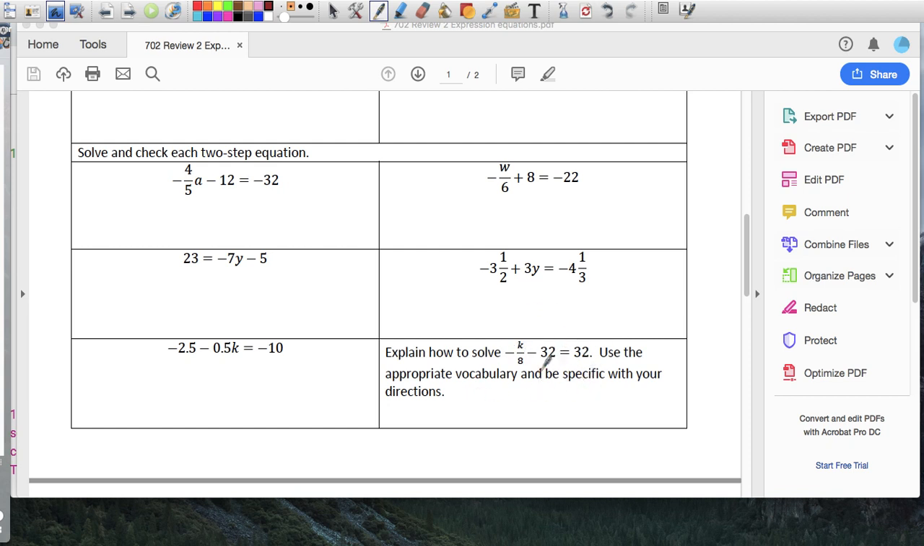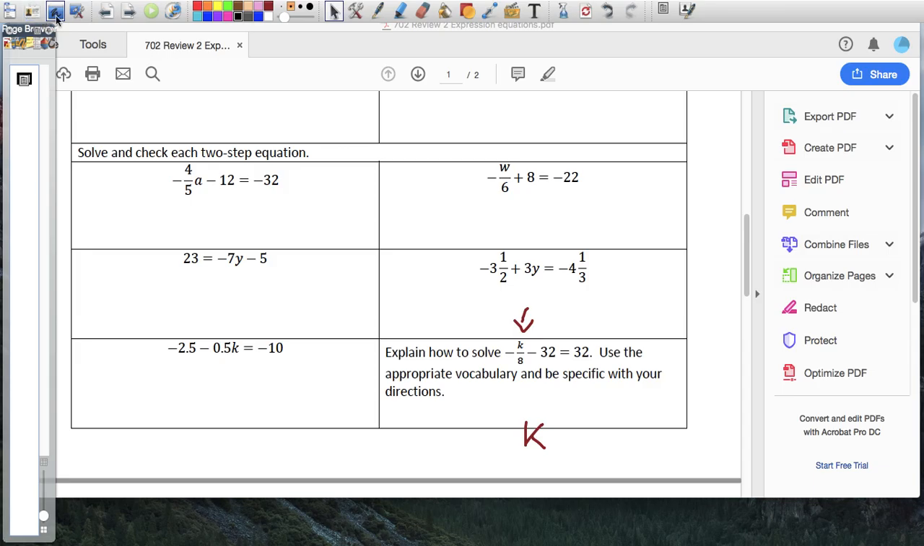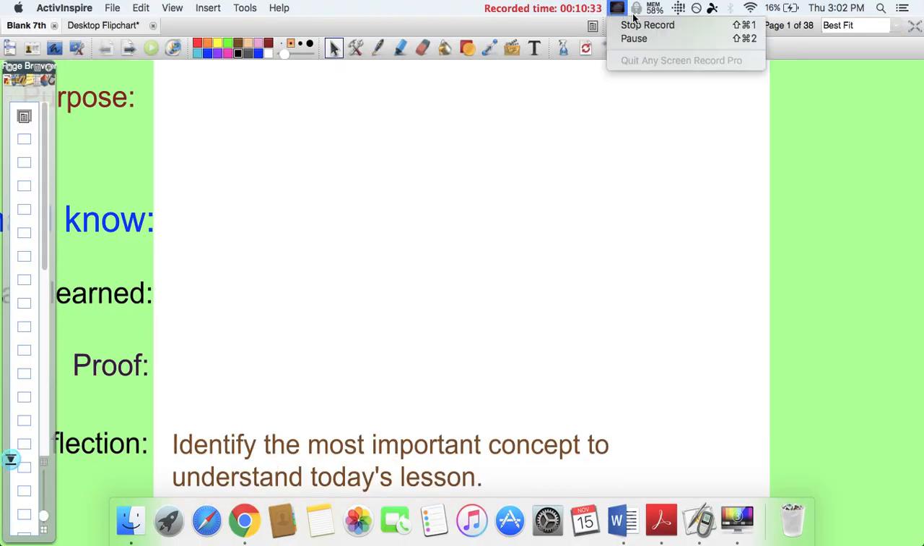Okay, I added 32 to both sides because addition is the inverse operation of subtraction, and then I multiplied both sides by negative 8 because it's the opposite of division, because that's what's happening over here, right? And I multiplied by negative 8 because I want a negative times a negative to become a positive, so I have a positive constant here. I want k to be positive and by itself. Okay, so remember all those steps. All right, that's that.